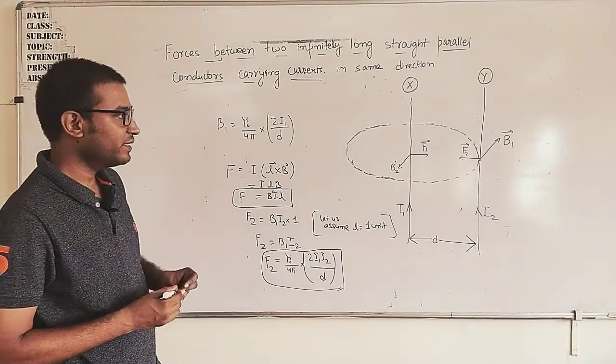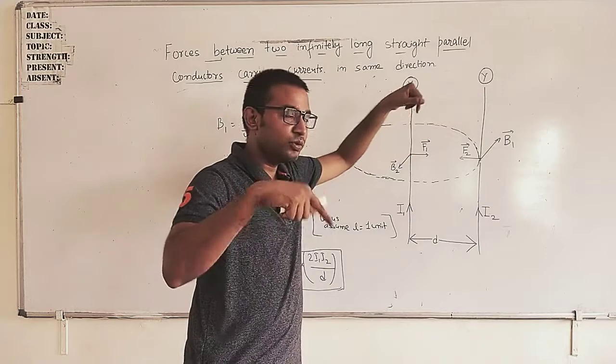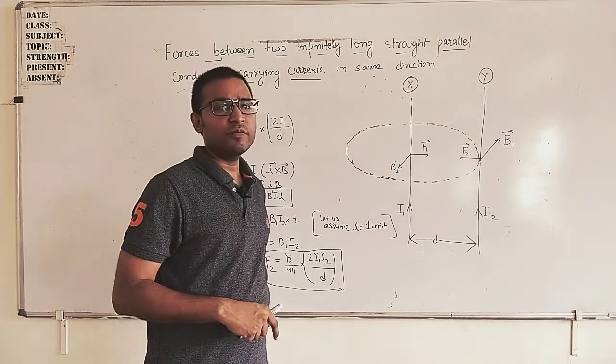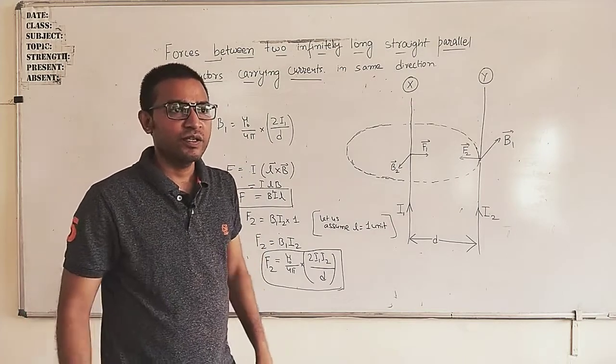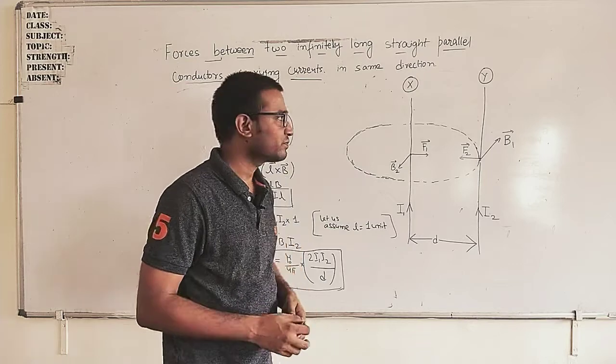So this is the expression of the force acting on this current carrying wire Y due to current carrying wire X. But what will be the direction? How will I know? So we know very well from Fleming's left hand rule.